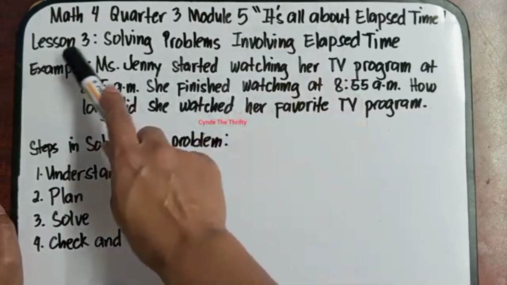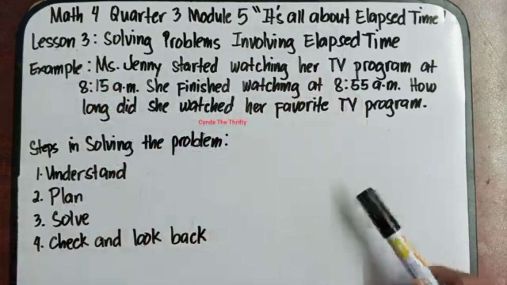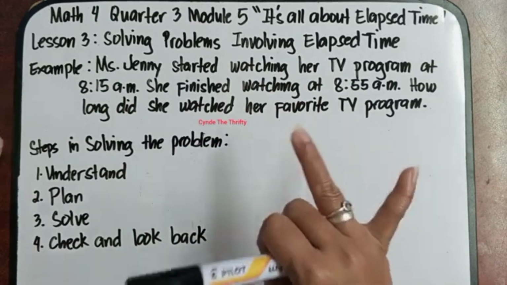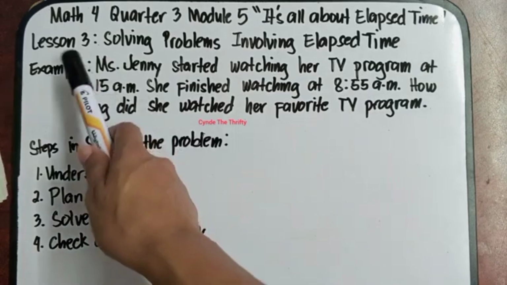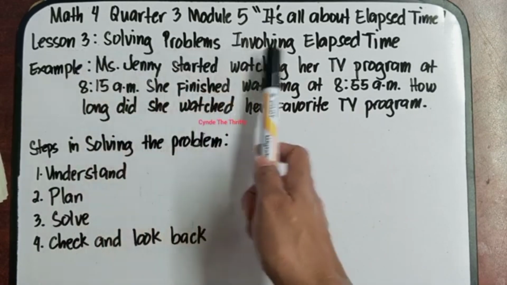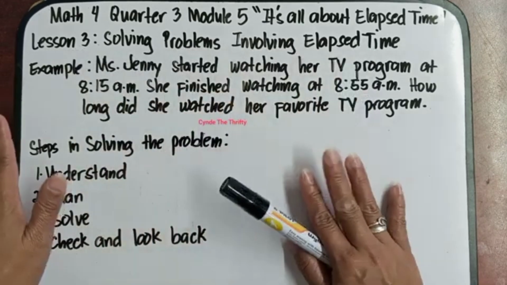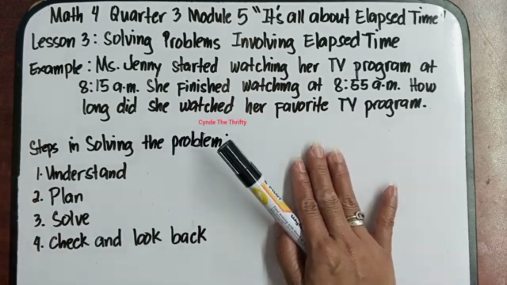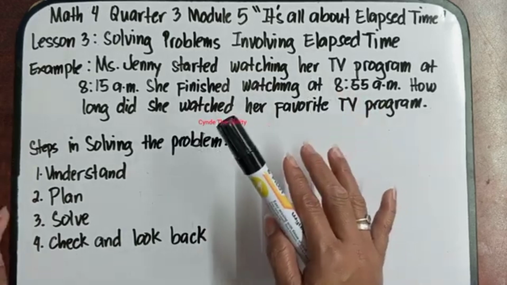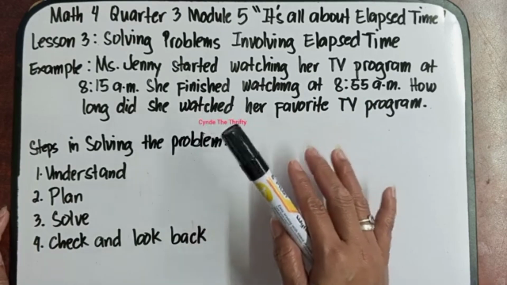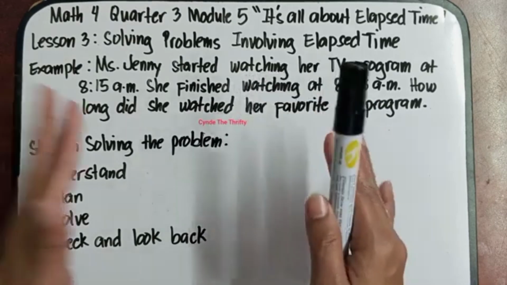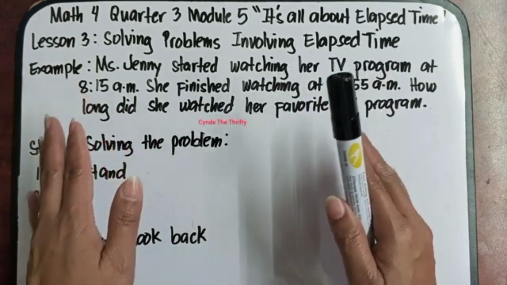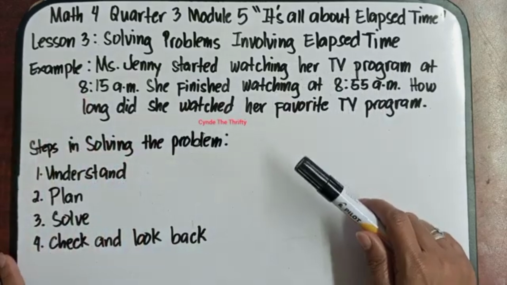So, ngayon is nasa lesson 3 na tayo. Ang lesson 1 natin is about finding elapsed time. Pagkatapos ang lesson 2 natin is estimating elapsed time. So, ang lesson 3 natin, solving problems involving elapsed time. So, ano nga ulit yung elapsed time? Ang elapsed time is the amount of time that passes from the beginning of an event to its end. So, ibig sabihin kung gaano kahaba yung time na nagdaan sa pagsisimula mo hanggang sa natapos ka sa iyong ginagawa. So, yun ang tinatawag nating elapsed time.